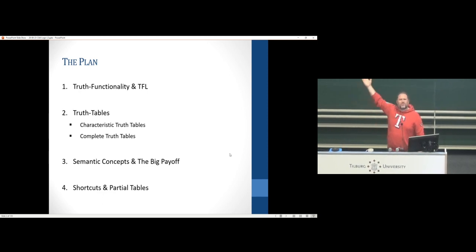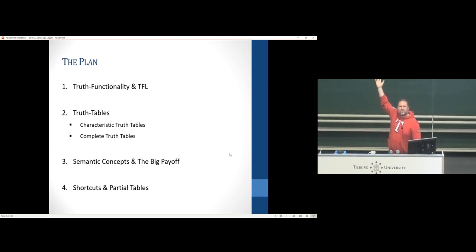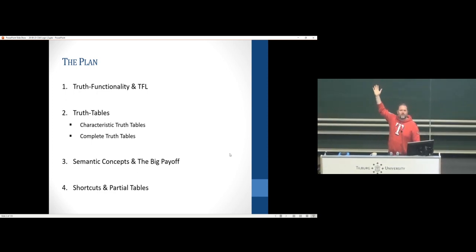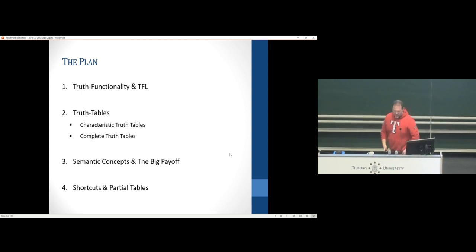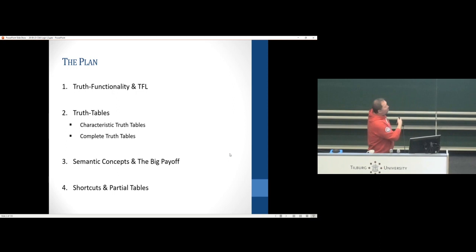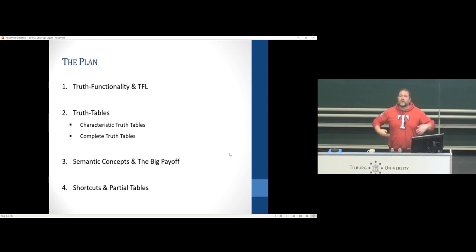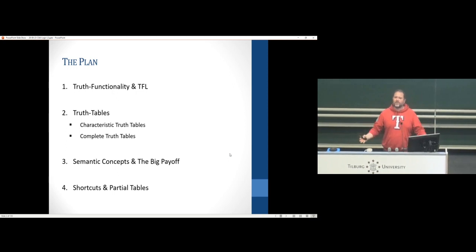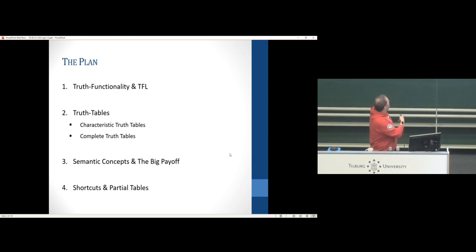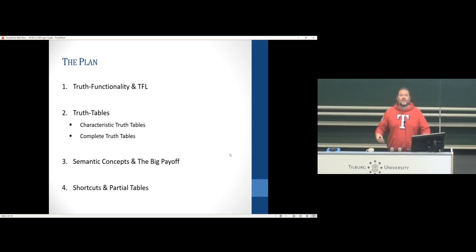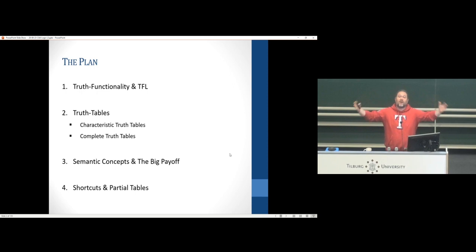Right? Just a show of hands, have some people done truth tables before in other places? Okay, yeah, kind of what I figured. So we'll introduce what we'll call the characteristic truth tables. These are the basic functions attached to each connective. And then we'll talk about complete tables. Complete tables are once we start sticking all of these things together to get full sentences.